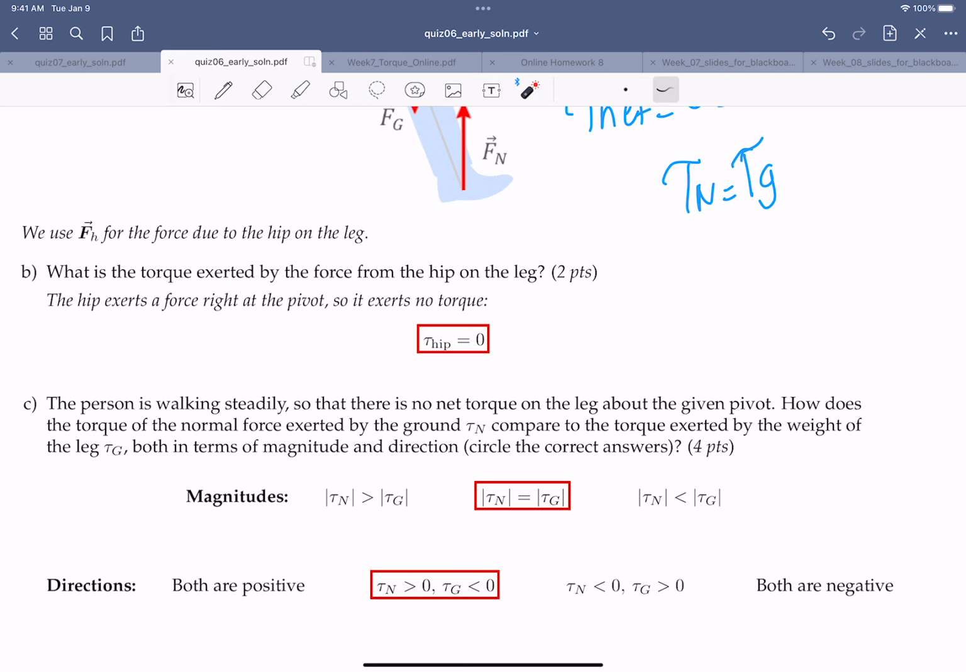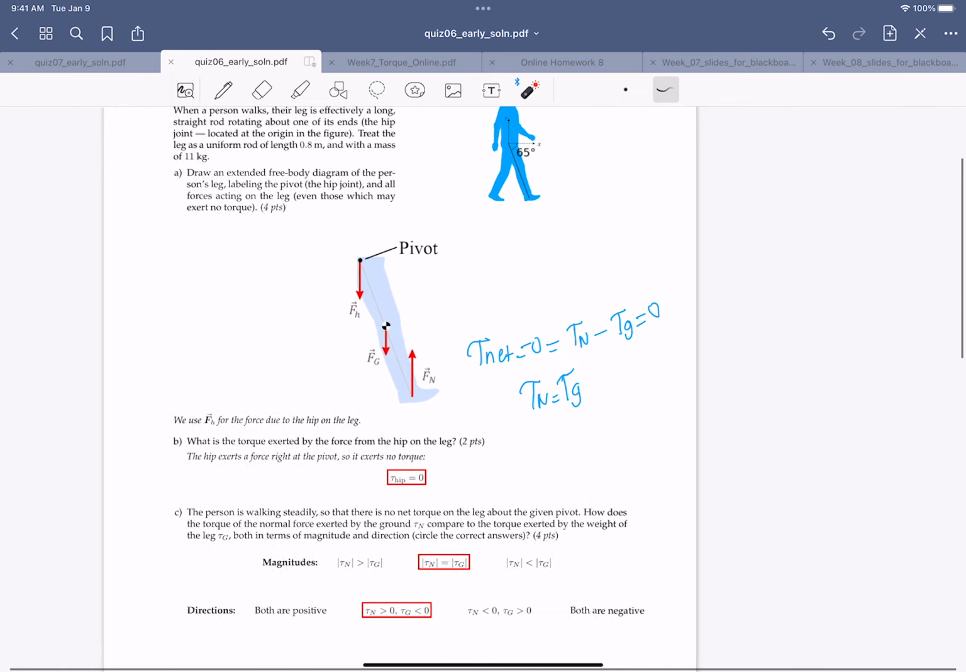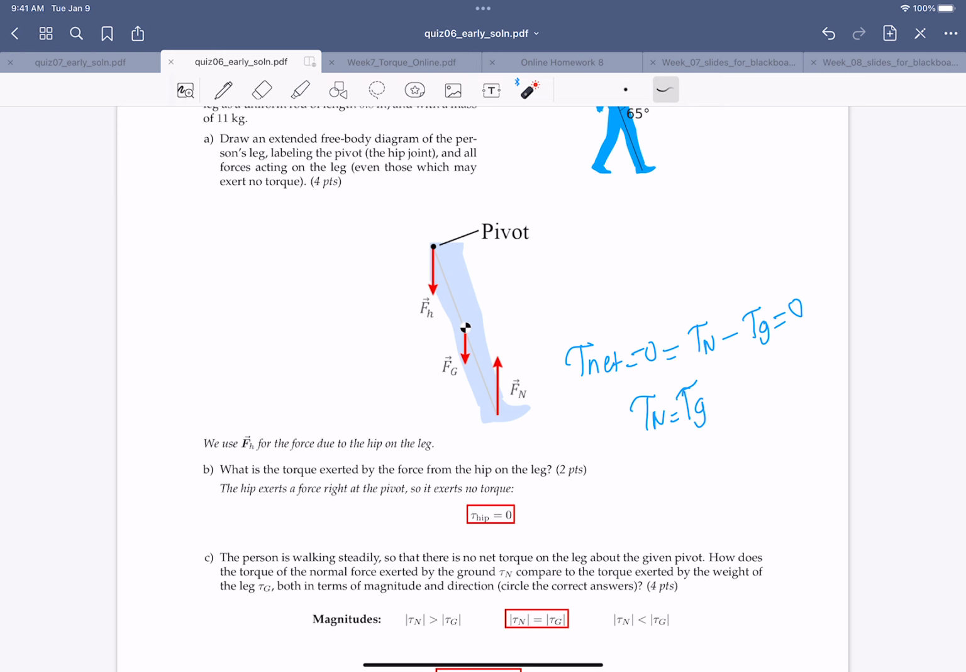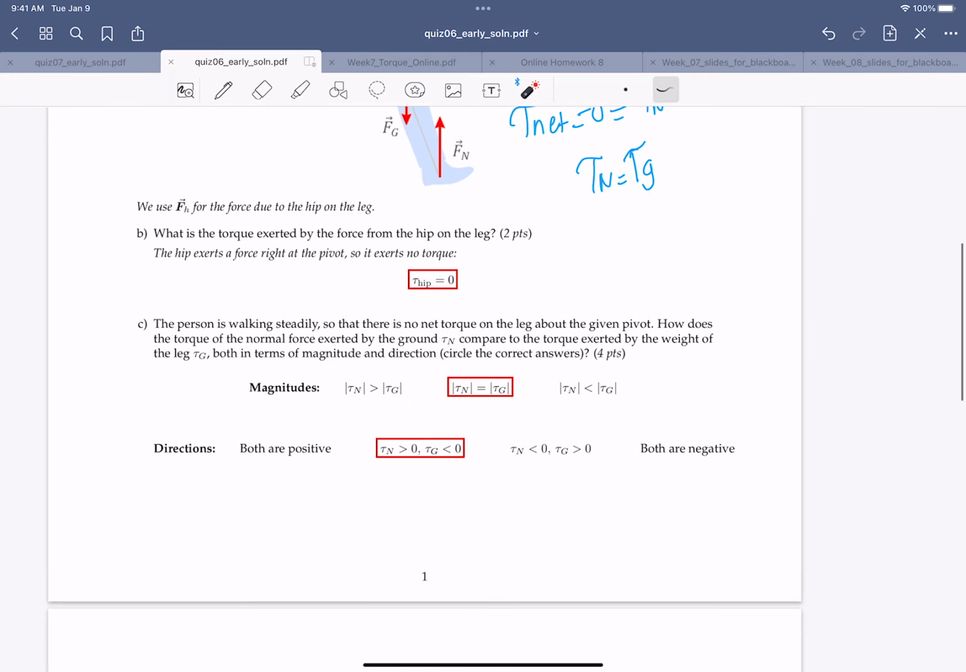Does that make sense as well? Any questions about problem 1? Nope. Okay.